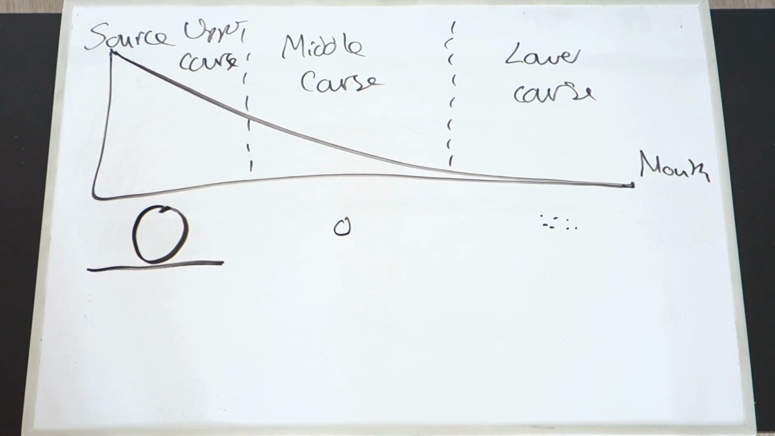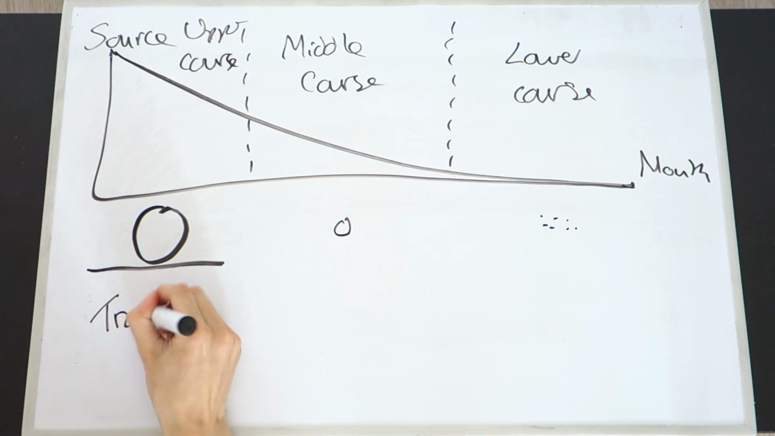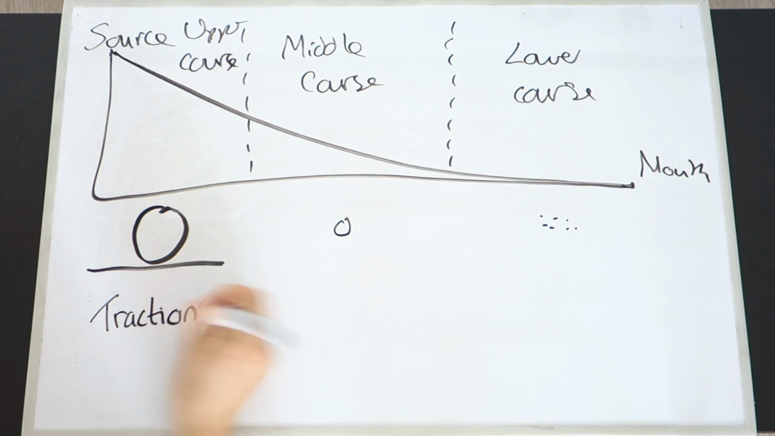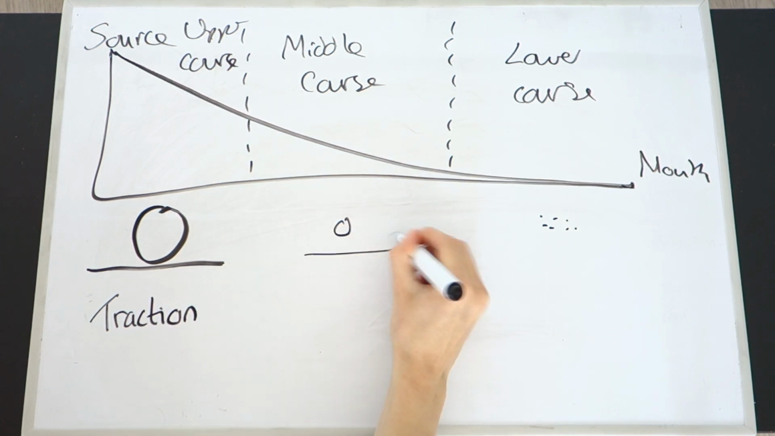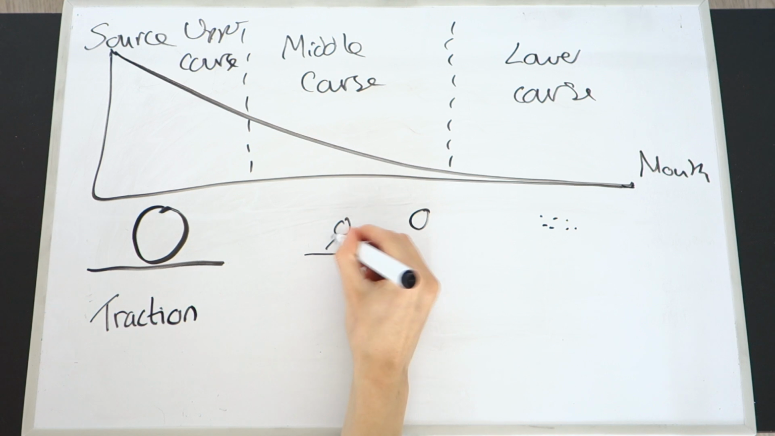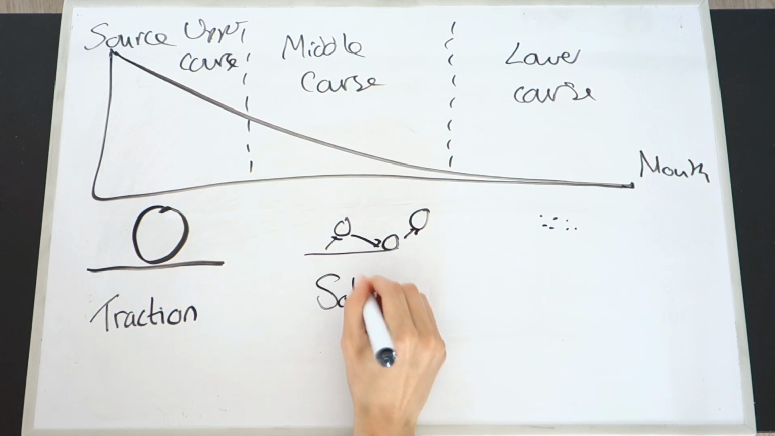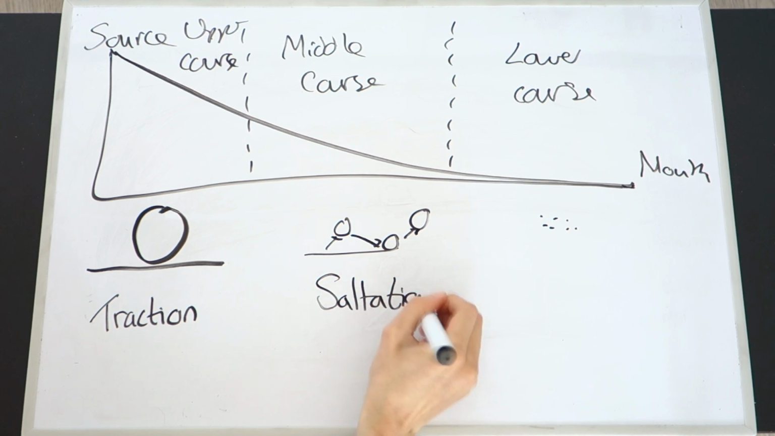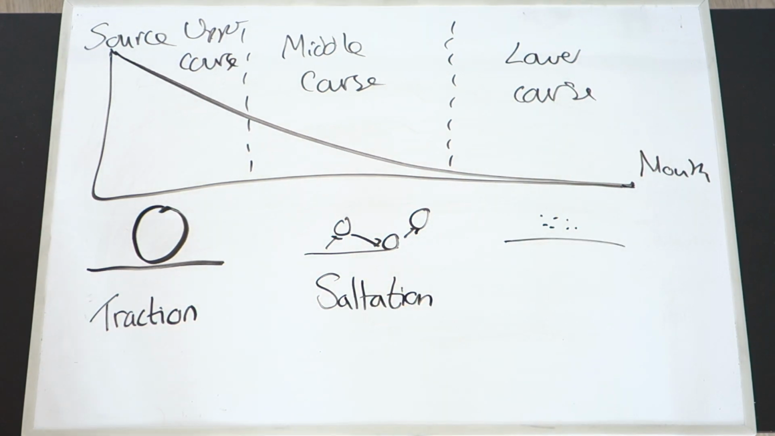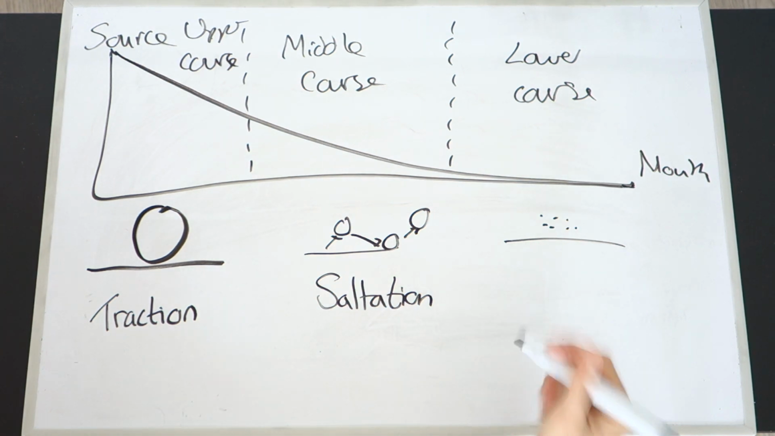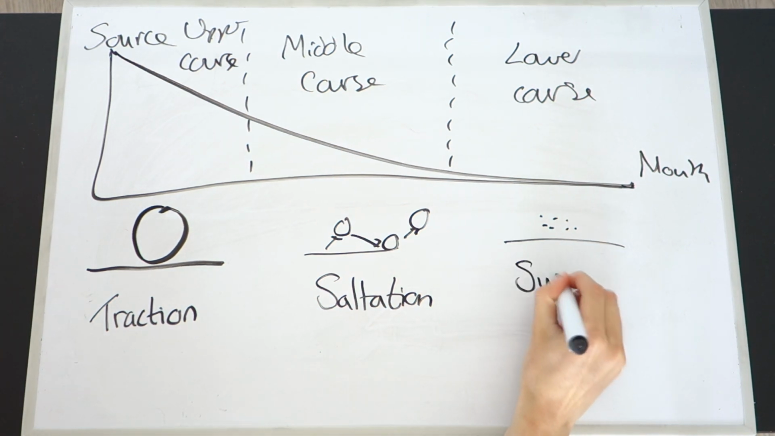Our big boulders, how are they moved? Well, they're rolled along, and that process is called traction. Our small pebbles, how are they moved? They're bounced along, and that process is called saltation. And our really fine material that floats along in the water, it's suspended, so that's called suspension.